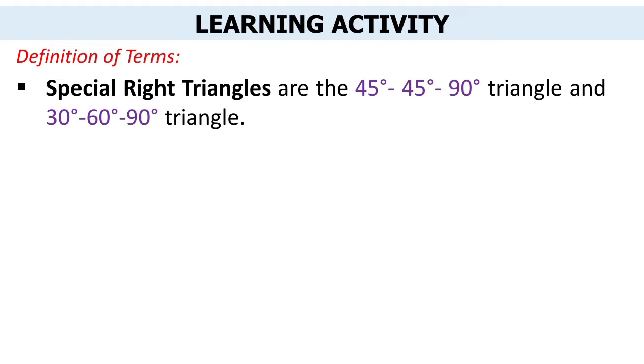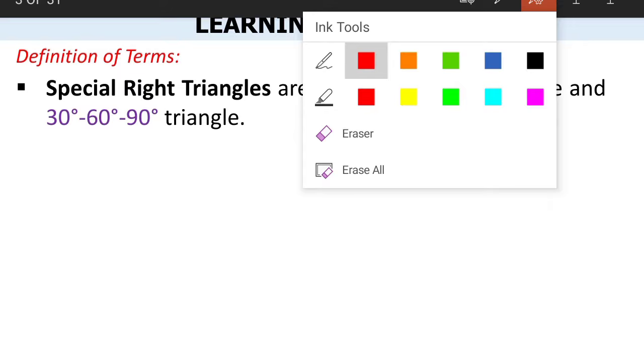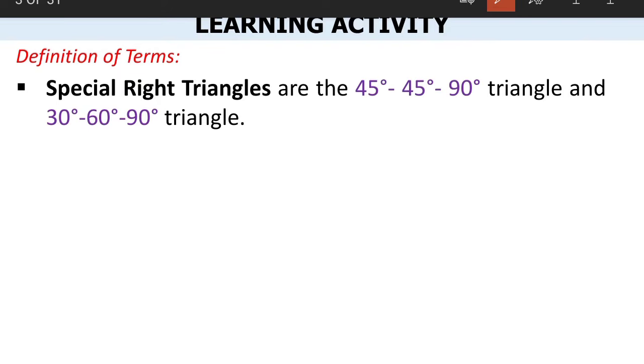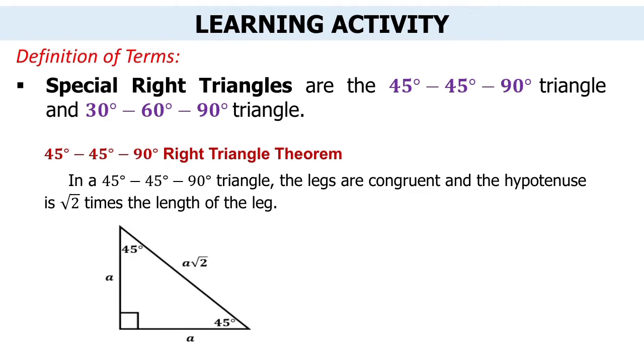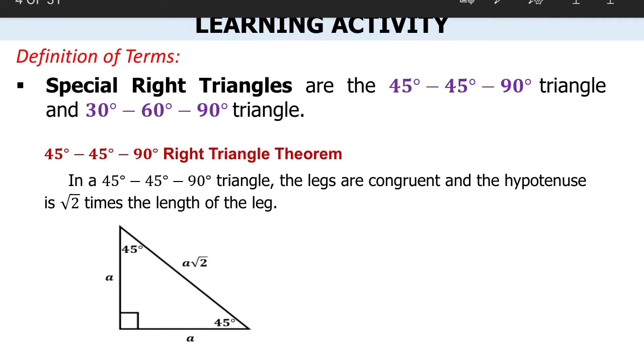So when we say special right triangles, we are actually pertaining to two types of special right triangles. These two types are the 45-45-90 right triangle and the 30-60-90 right triangle. But let us start first with the 45-45-90 right triangle. So according to the 45-45-90 right triangle theorem, in a 45-45-90 right triangle, the legs are congruent and the hypotenuse is square root of 2 times the length of the leg.